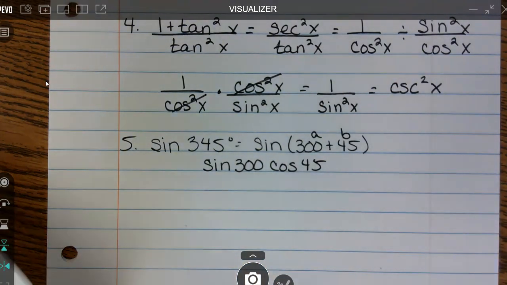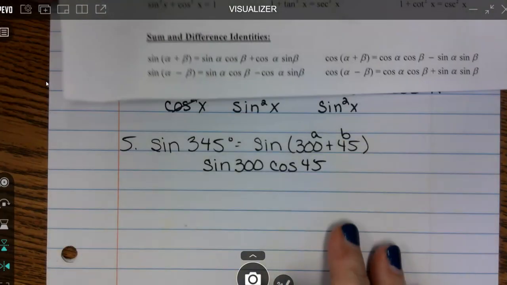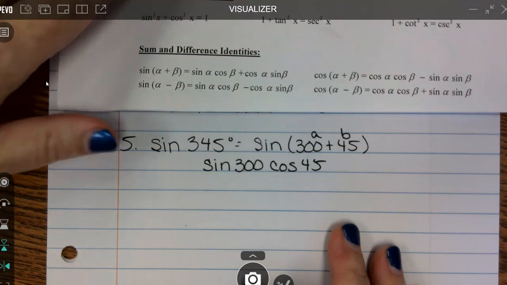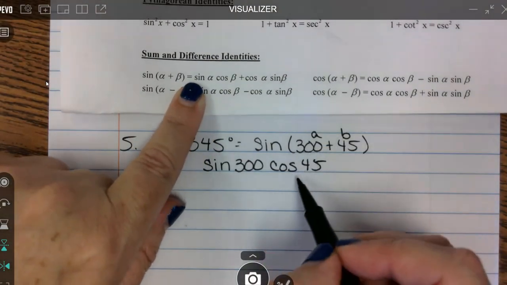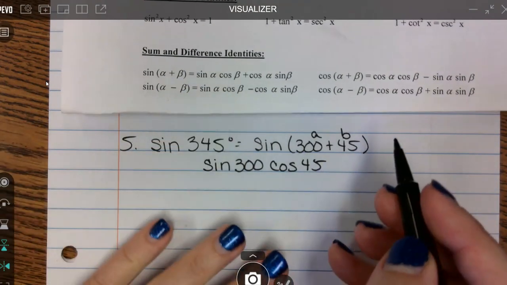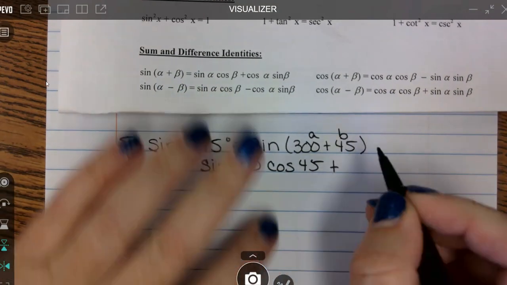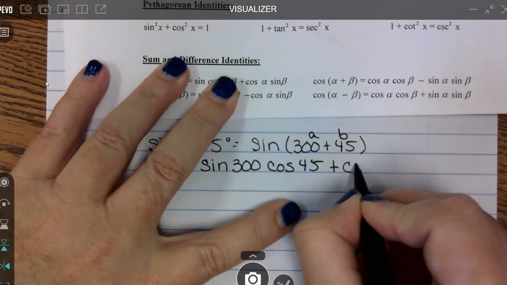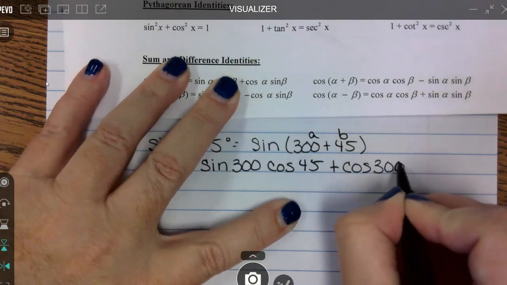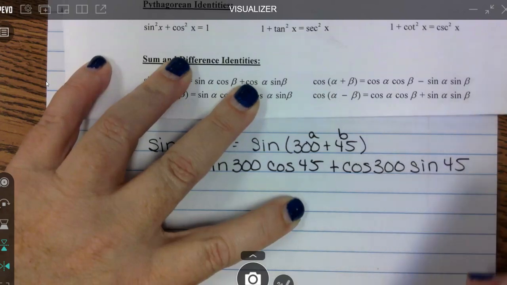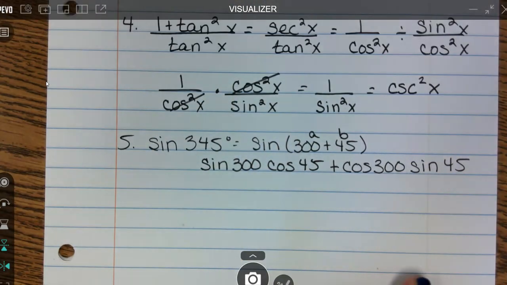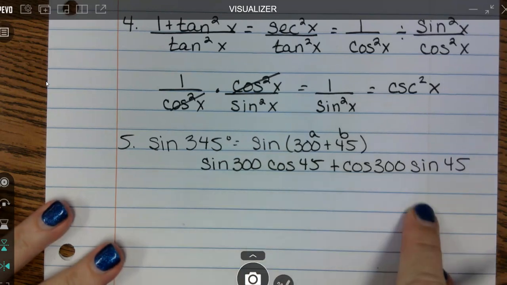the formula. Can y'all see that? So I'm following this formula here. Sine A is 300, cosine of B is 45, plus cosine of A, which is 300, and sine of B, which is 45. Now, my advice is please write this.